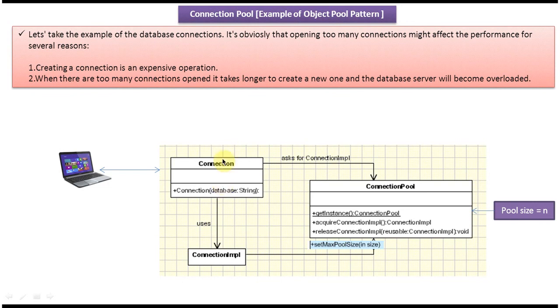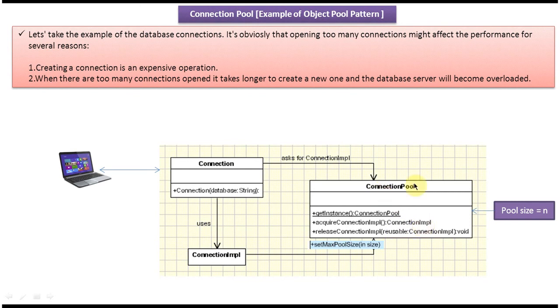Here you can see Connection, and it has a connection method. You have to pass the database string, and it uses the ConnectionImplementation. And here the main thing is the ConnectionPool object. The use of this ConnectionPool object is that it manages and maintains the ConnectionImplementation. This ConnectionImplementation contains the steps to connect to the database, and it is responsible for communicating with the database.